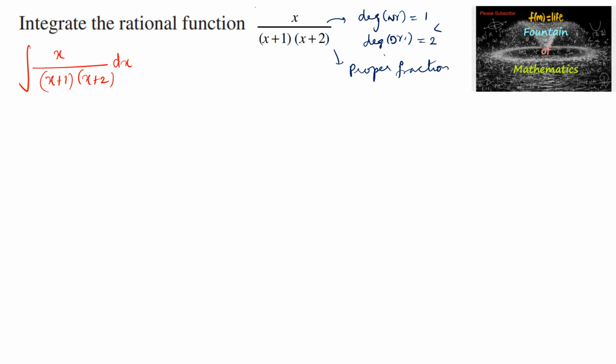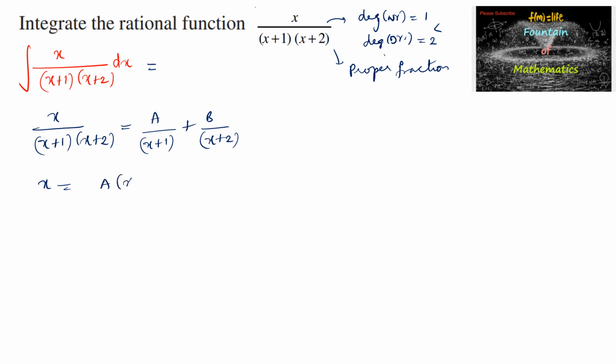And x plus 1 and x plus 2 are linear factors, so we can write x upon (x plus 1) into (x plus 2) as a upon x plus 1 plus b upon x plus 2, so that x is equal to a times (x plus 2) plus b times (x plus 1). The denominator (x plus 1) into (x plus 2) gets cancelled, so x is equal to (a plus b) times x plus (2a plus b).